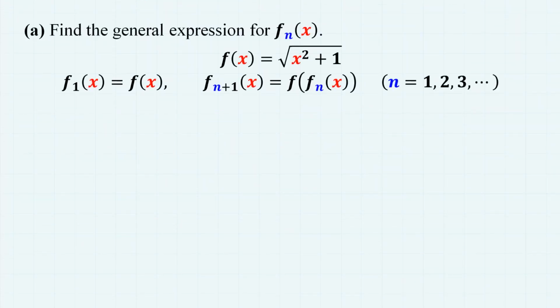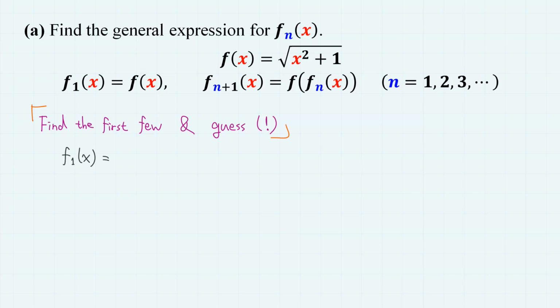First, find the general expression for f_n(x). Here we are going to use the good old find the first few ones and then guess method, which is in fact a surprisingly effective method if you have no clue. So let's find some f_n(x).